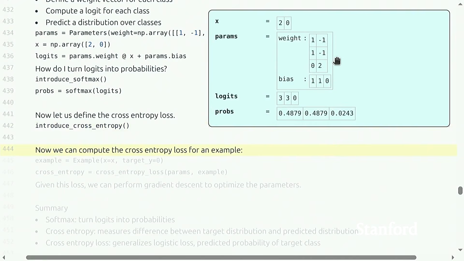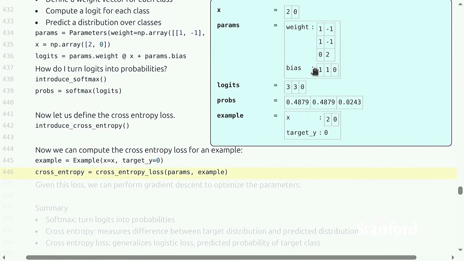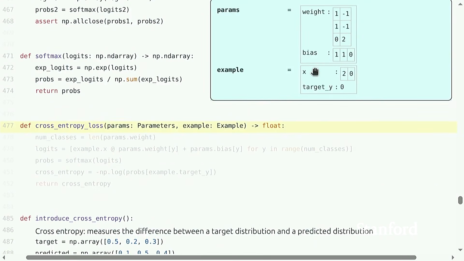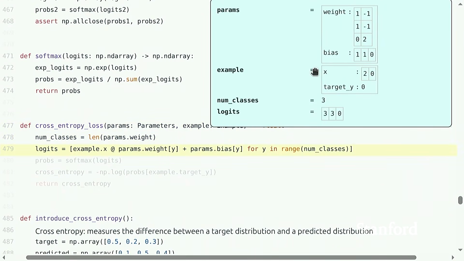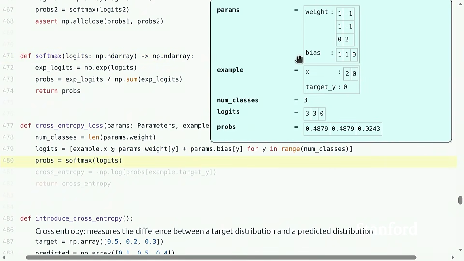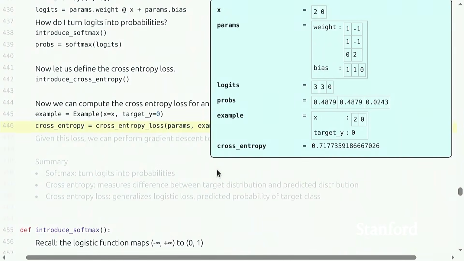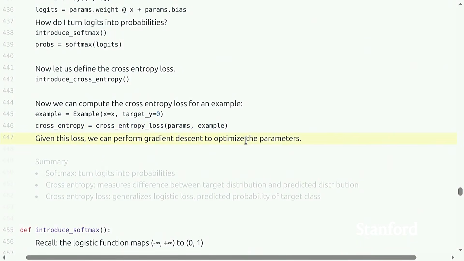Okay. So now we can compute the cross entropy loss for a given example. I compute the logits, I take the softmax to get a distribution, and then I'm going to take the cross entropy as the minus log probability of the target, and that's it. And given this loss, we can perform gradient descent to optimize the parameters. I'm not going to bother you with that this time, but you hopefully can do that.